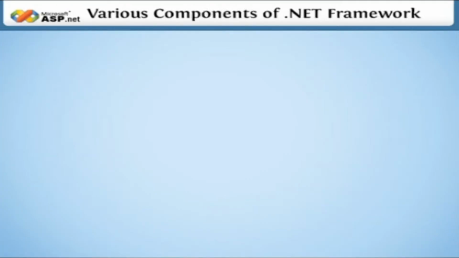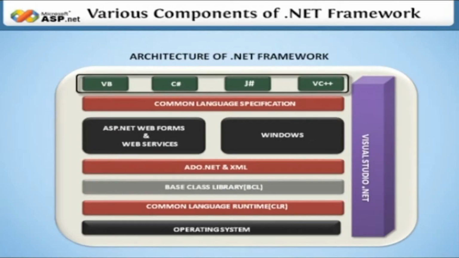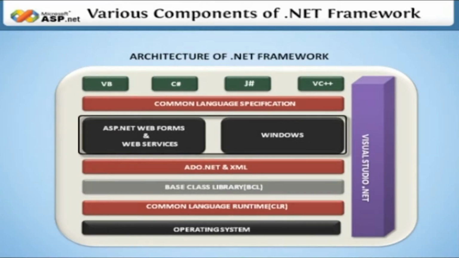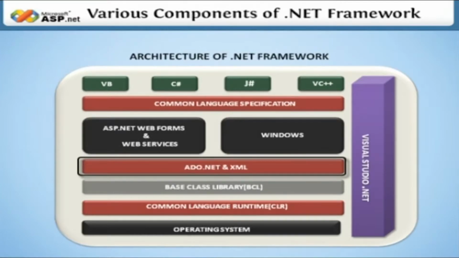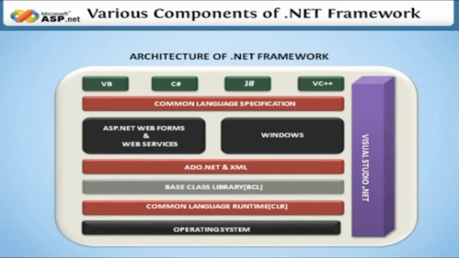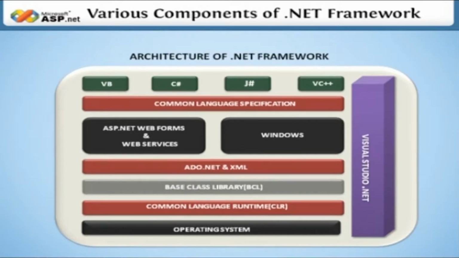Various components of .NET Framework. Previously, we discussed .NET Framework and its features. First off, we'll discuss the architecture of .NET Framework. This is the architecture of .NET Framework. .NET Framework contains various components, such as language layer, common language specification, Windows and web form, ADO.NET and XML, base class library, known as BCL, and common language runtime, also known as CLR.